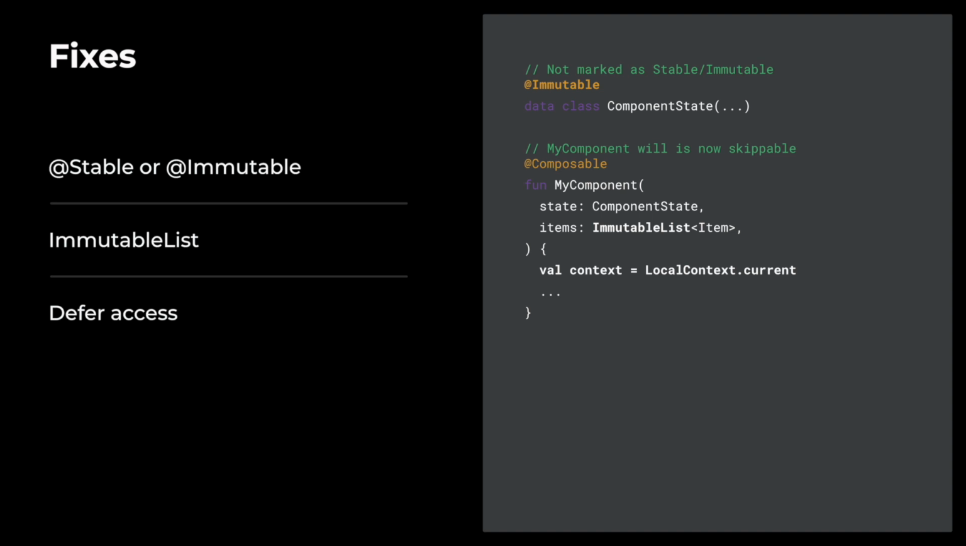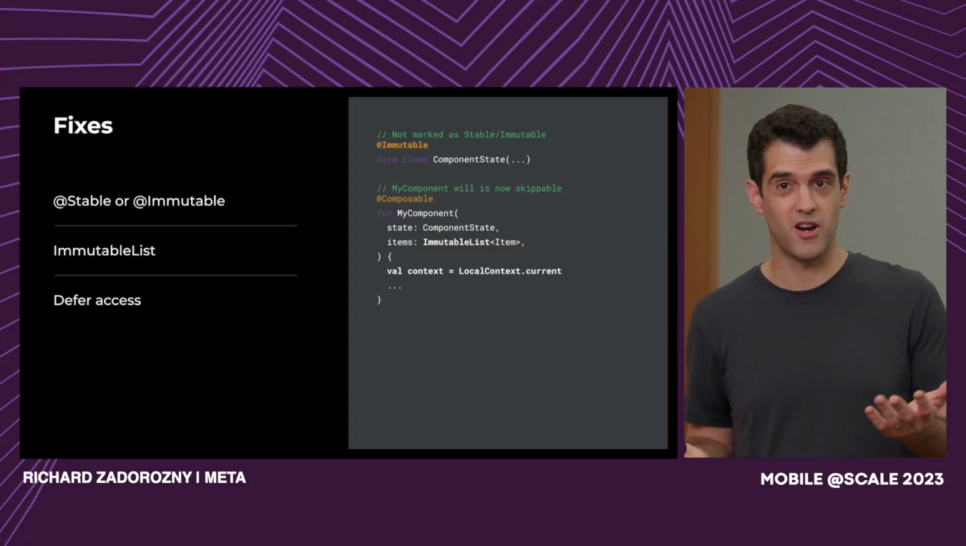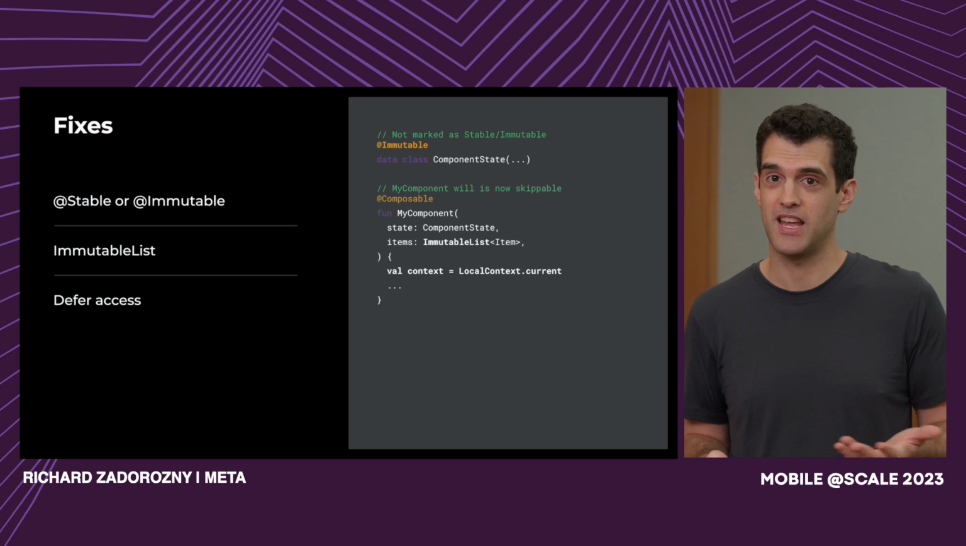Some classes have immutable alternatives, like immutable list. For anything else, you need to try to figure out how to defer access to those unstable types as much as possible. So in this case, instead of passing context as an argument, you could get it as a composition local. So it's no longer an argument in that function, and so that argument can now be skippable.